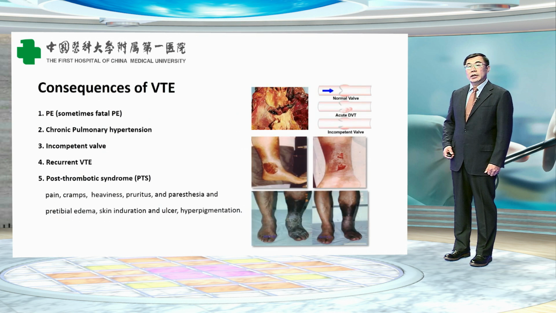The consequences of VTE include pulmonary embolism, which sometimes can be fatal and cause sudden death, and also chronic pulmonary hypertension. Incompetent valves and recurrent VTE will induce a vicious circle, and there is also post-thrombotic syndrome with pain, cramps, heaviness, and paresthesia, and skin induration, ulcer, and hyperpigmentation.